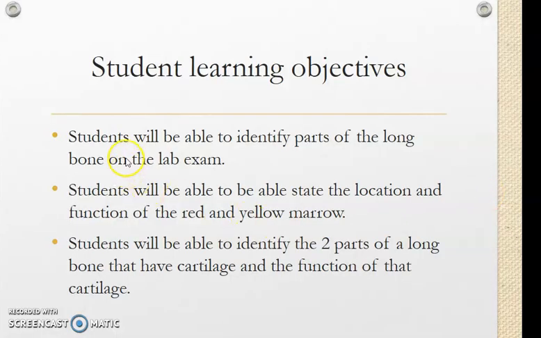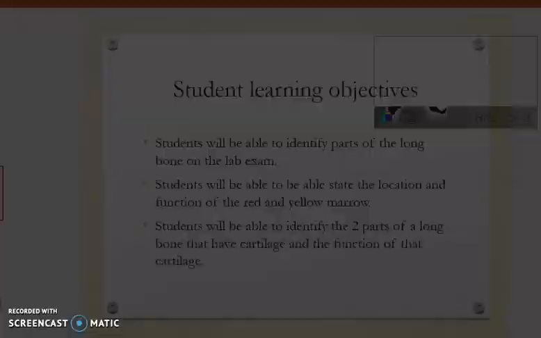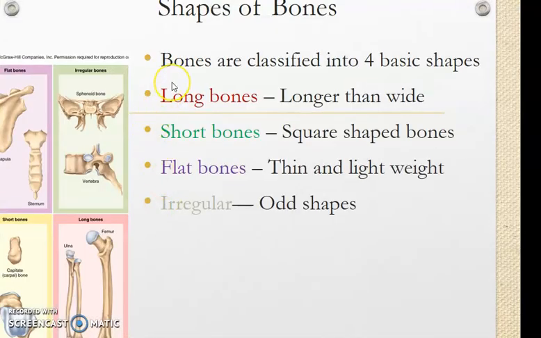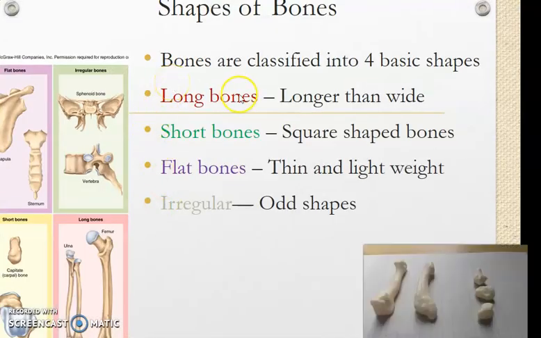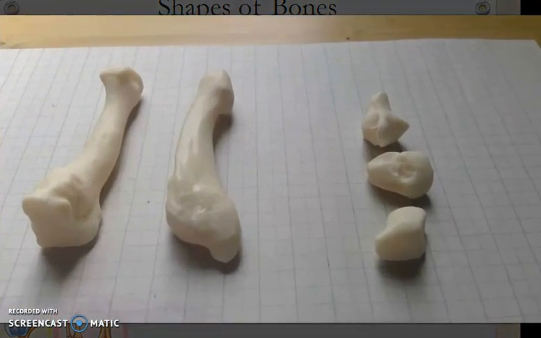So we're going to look at the parts of a long bone. These are long bones, by the way. And state the function of red and yellow marrow, identify the parts of a long bone, where the cartilage is, and so forth. So let's actually look at my little picture. Bones are classified on their shape. They're classified four ways. There's long bones, these would be long bones, even though those aren't very long. The short bones, these are short bones. Flat bones, and irregular bones. So let's look at these bones.